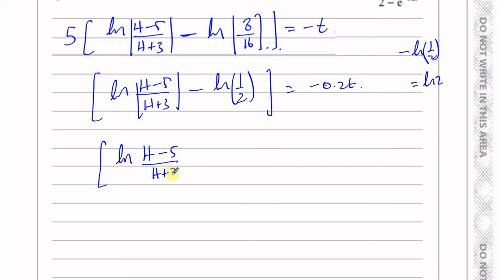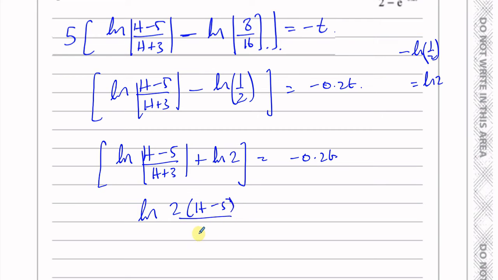ln of h minus 5 over h plus 3 plus ln 2 equals negative 0.2t. I can combine these two together now because I want to make them as one ln. I don't even need these brackets actually anymore. Okay, because that's going to be the ln of 2 times h minus 5 over h plus 3.